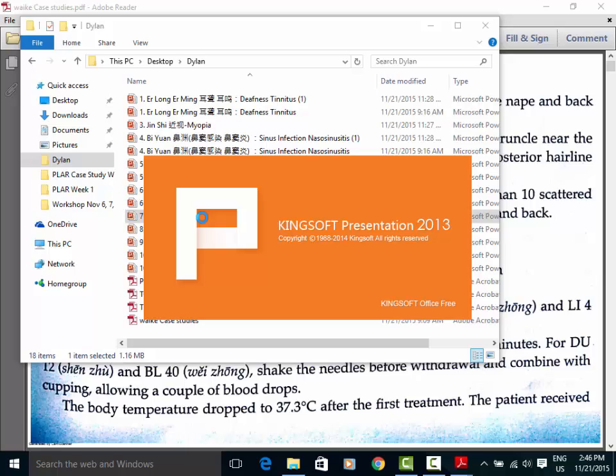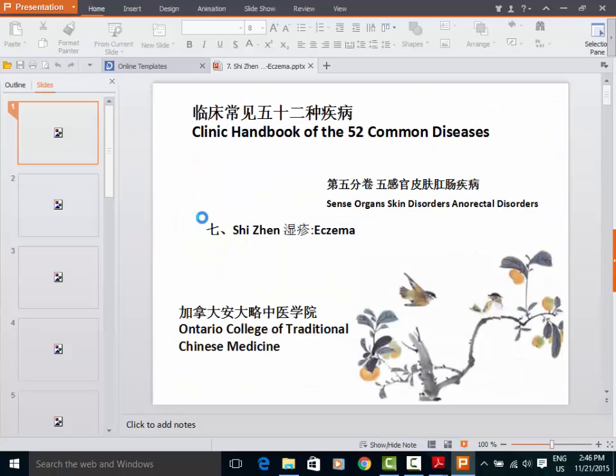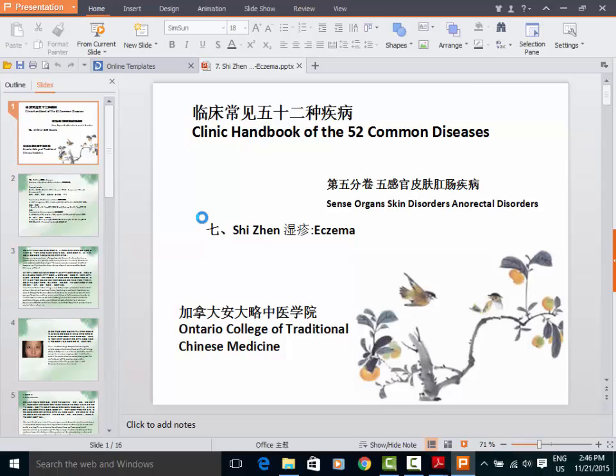Okay. All right, so now we get into the dermatology section. I think that actually concludes the sense organs. And this is skin, dermatology, the Waike section.